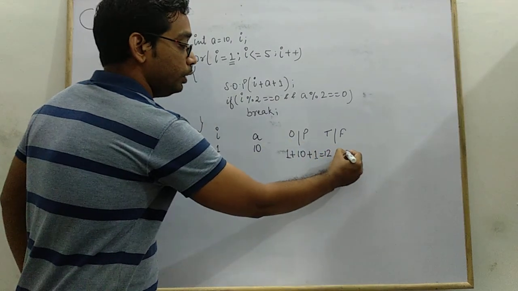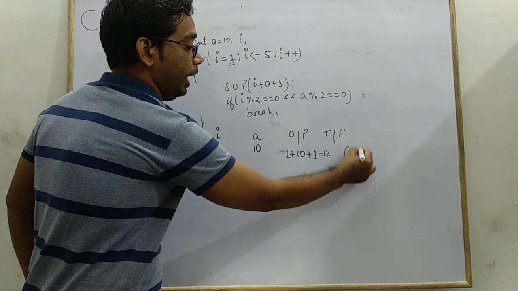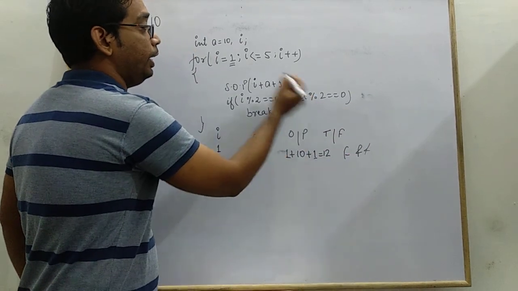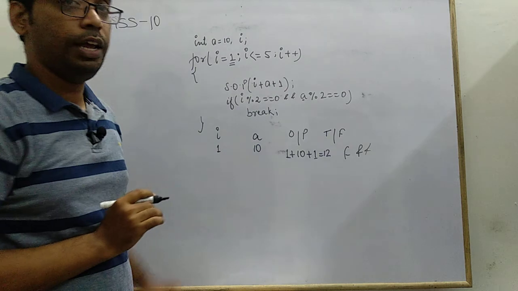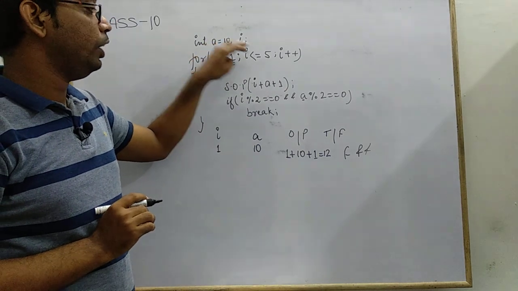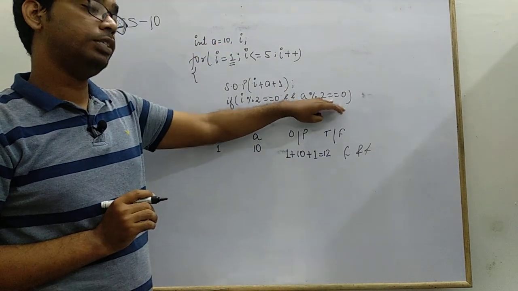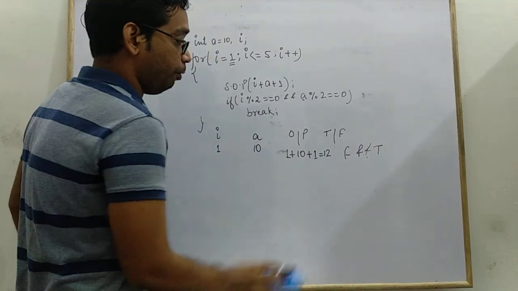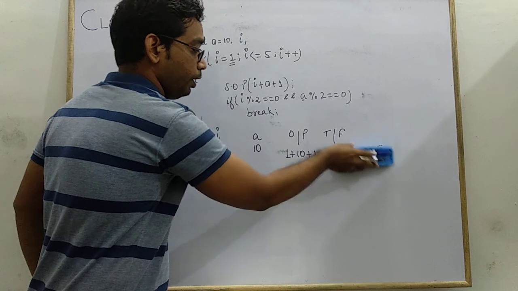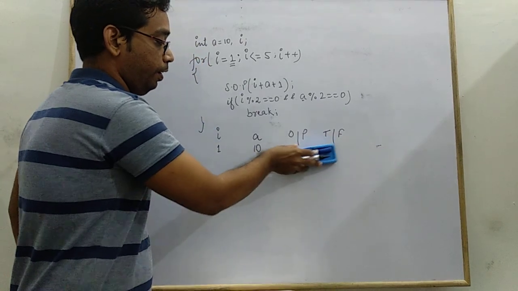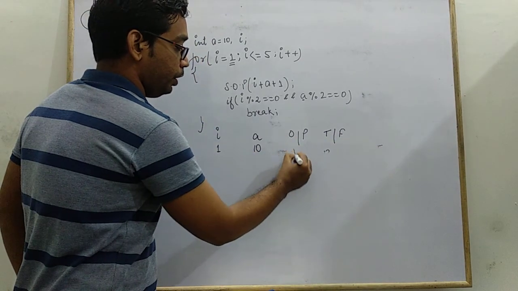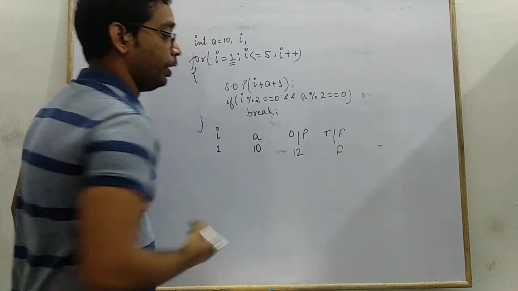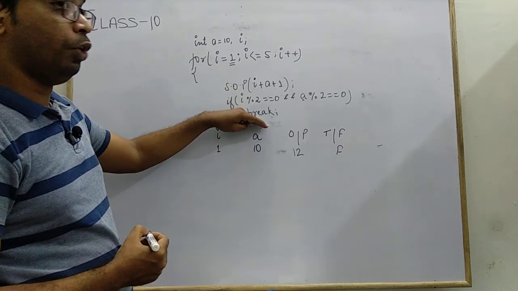So here it is false, and with the double ampersand, the value of a is 10, so 10 mod 2 is 0. It is true. So the final output of the condition is false. Here the output is 12 and this one is false. So this break will not execute.